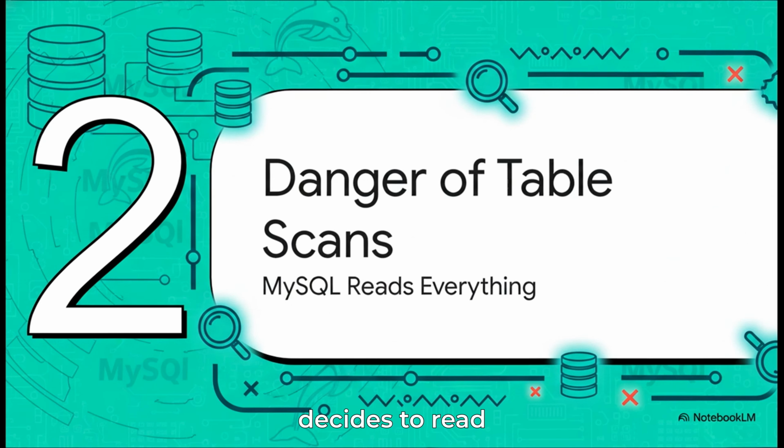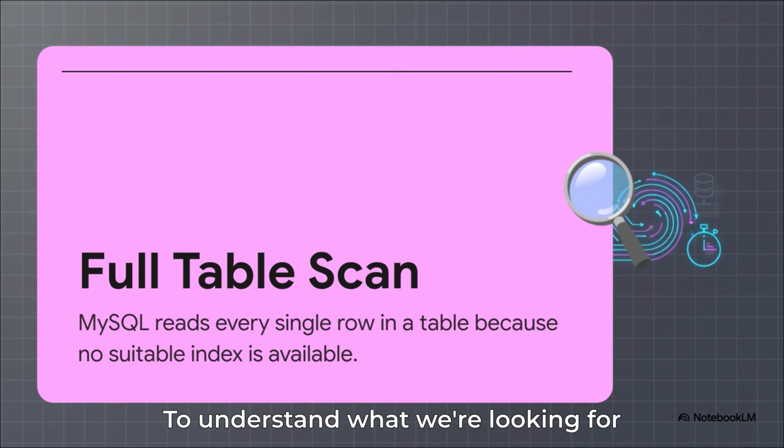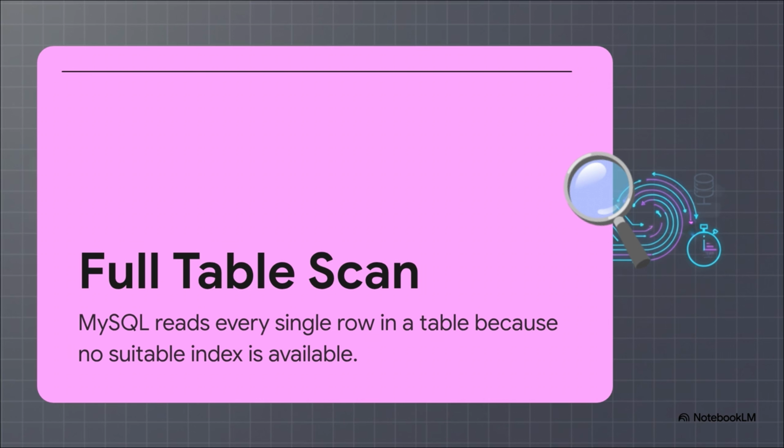Now, we need to talk about the danger of table scans, which is basically what happens when MySQL decides to read absolutely everything. To understand what we're looking for in those columns, we have to look at the absolute worst-case scenario, the full table scan. If you look at your explain output and that type column says ALL in capital letters, major warning bells should be ringing in your head. It means MySQL couldn't find a suitable index anywhere, so it just threw its hands up and decided to read every single row in the entire table to find your data.